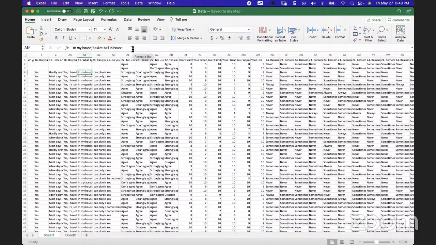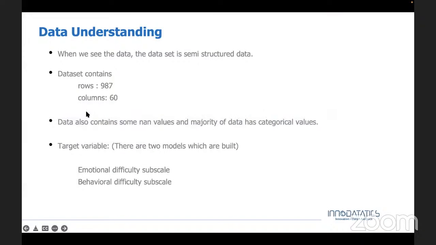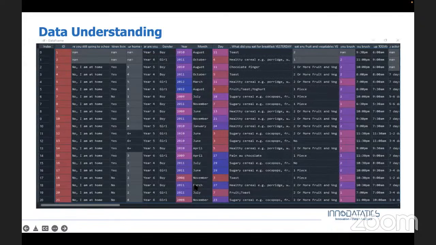It's not completely structured. So you might have to perform text mining to convert this kind of data from unstructured to structured, or if these are limited categories, limited options which are selected, then you convert this into one hot encoding or some kind of label encoding as needed. Back to our discussion, and we will have to predict the emotional difficulty subscale, etc.